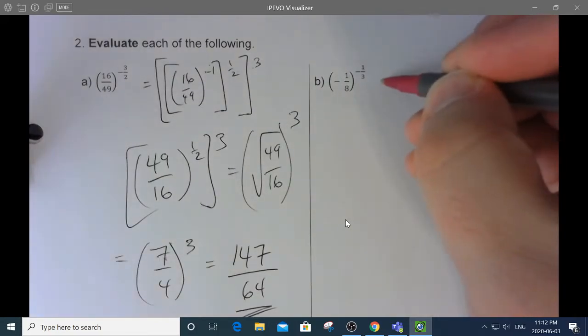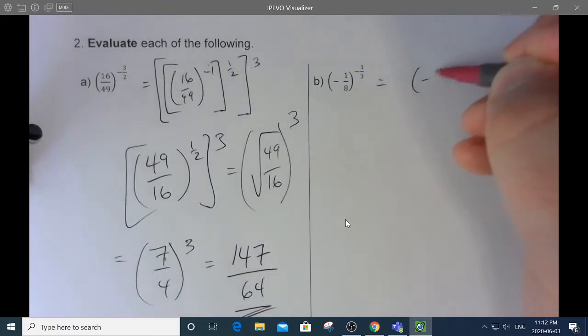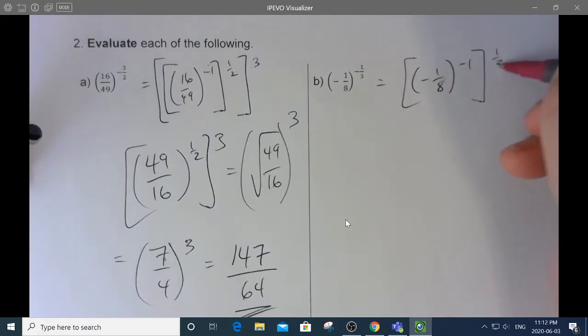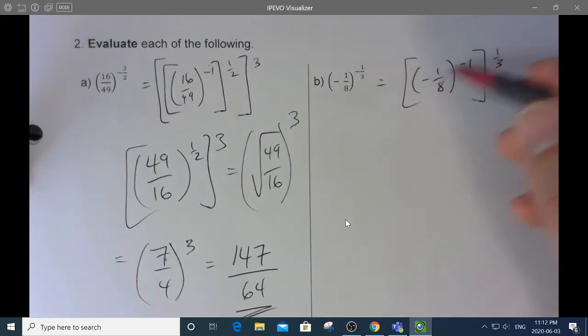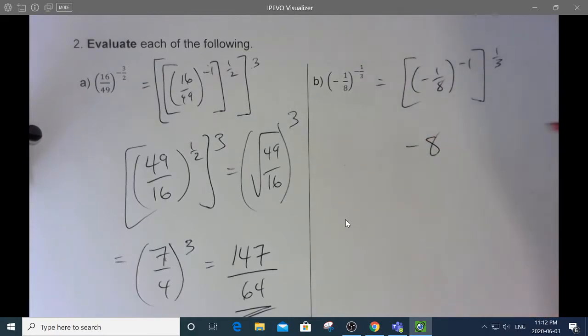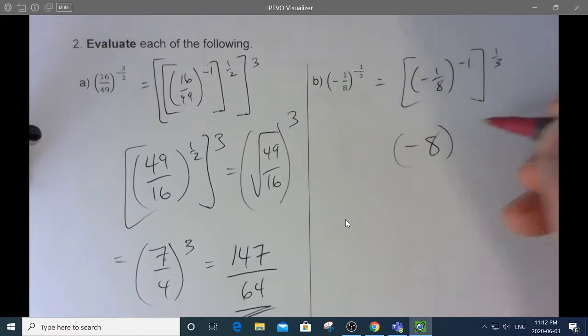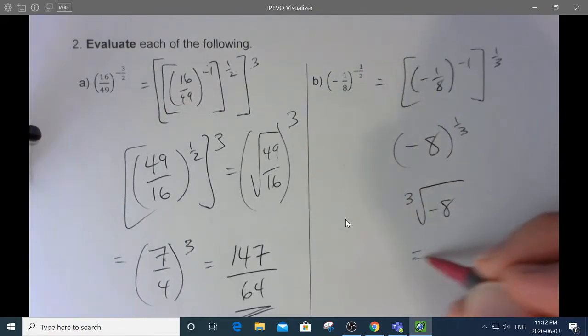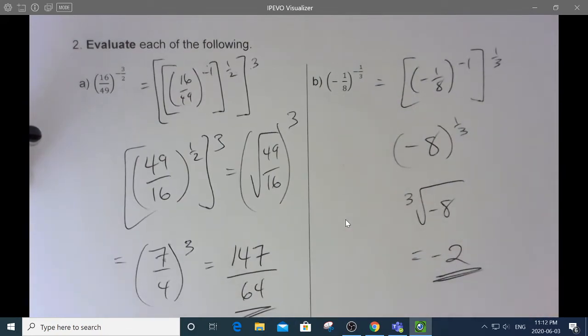Okay, same trick for this one. I'm kind of in my head thinking of this as this to the power of negative 1 to the power of 1/3. So 1/8 to the power of negative 1 is just negative 8. Right? It doesn't affect this negative, it just reciprocals it. So that's negative 8 to the power of 1/3, which is the cube root of negative 8, which is negative 2. And there we go.